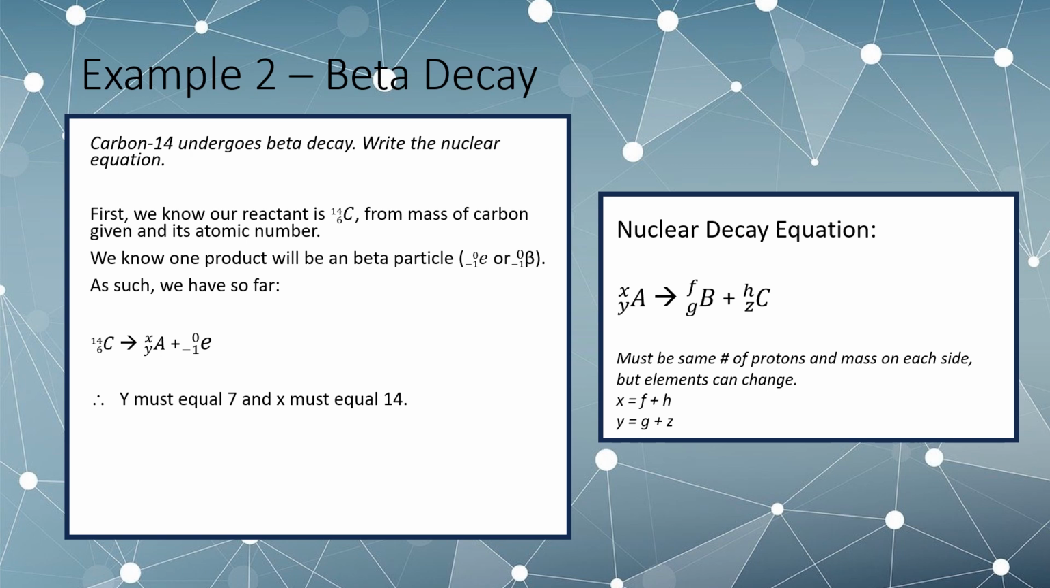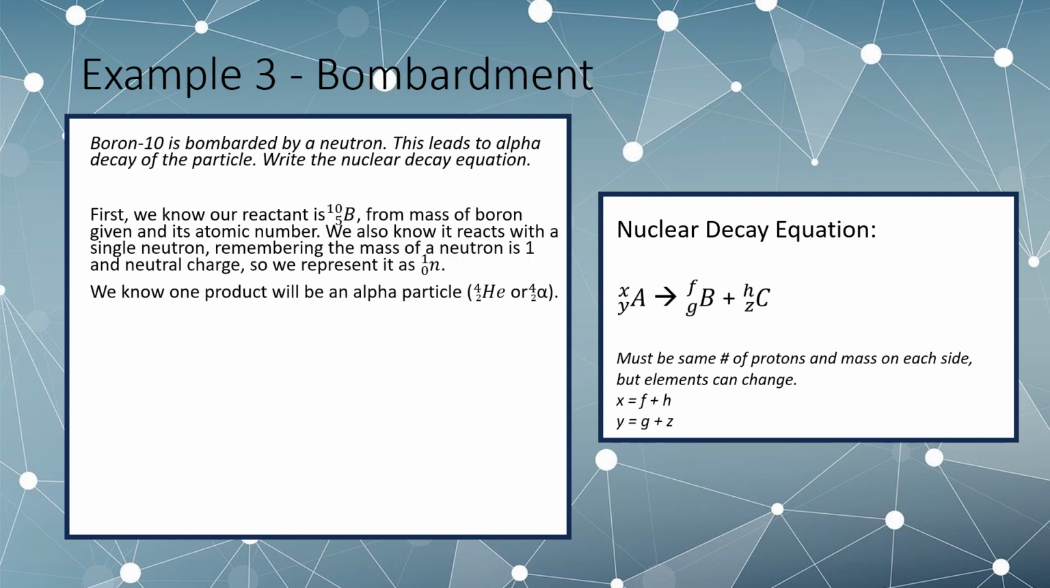Given our periodic table with y equals 7, we must now know that A must be nitrogen because nitrogen has an atomic number of 7 on the periodic table. Writing that out, we have 14,6C, which gives us 14,7N plus 0,-1 E, or carbon 14 gives nitrogen 14 plus an electron. A slightly different example now, we're going to deal with a bombardment question.